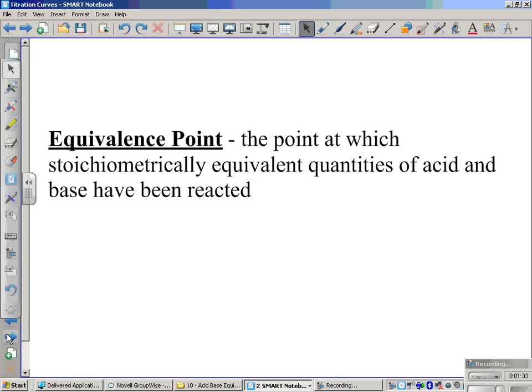You might also write down in your notes the definition of endpoint. Endpoint is the point where the indicator changes color. To have a successful titration, you would want your equivalence point and your endpoint to match up. But honestly, if you're graphing titration curves, you don't even have to have an indicator because the curve is going to do all the work for you. You are going to intentionally overshoot the endpoint just to graph what you need to graph. So to be honest, you don't really need an indicator with titration curves.